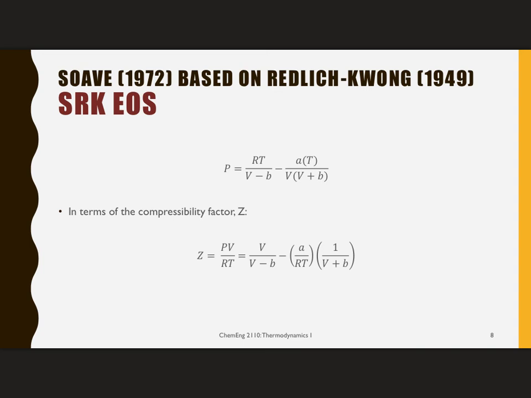If we rewrite this in terms of compressibility, so P times V over RT is equal to Z, multiplying this through, we get Z is V over V minus B minus A over RT times 1 over V plus B. And so either form here is the Soave-Redlich-Kwong equation. And A and B, again, are going to vary with our substance.